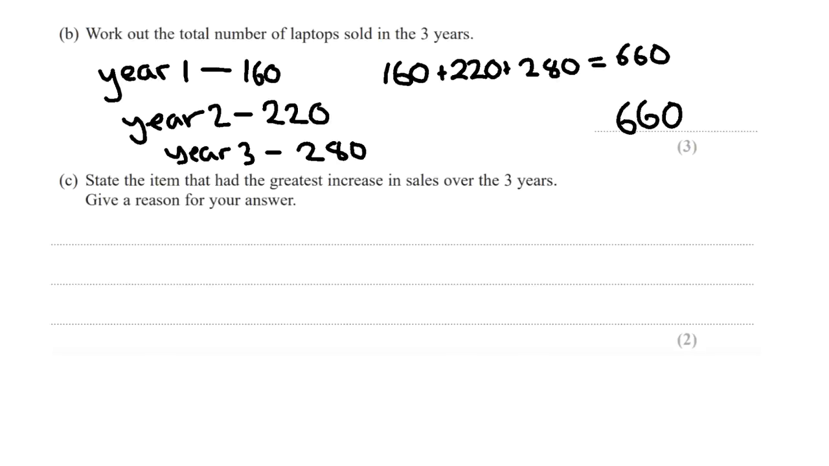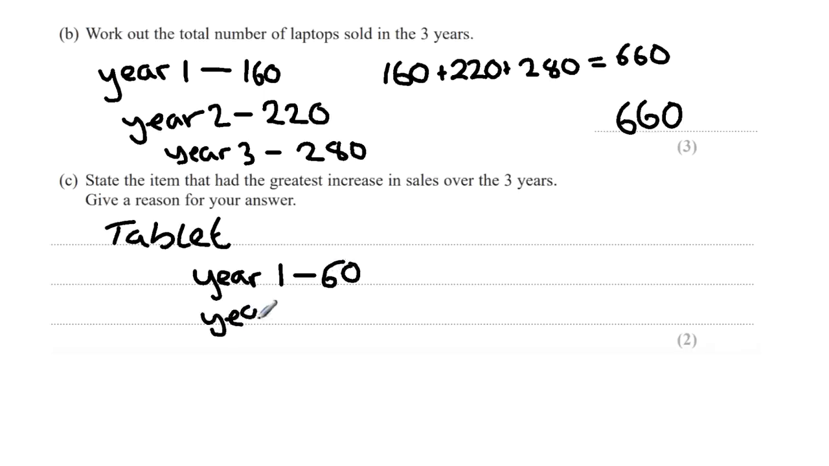12c, state the item that had the greatest increase in sales over the 3 years. Give a reason for your answer. Well, it's tablet. And the reason why is first year, it sold 60 units. Year two, it sold 160 units. And year three, it sold 360 units.